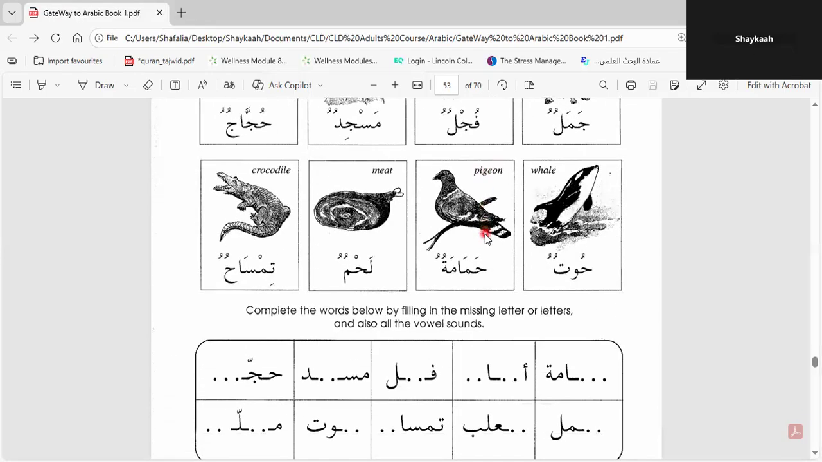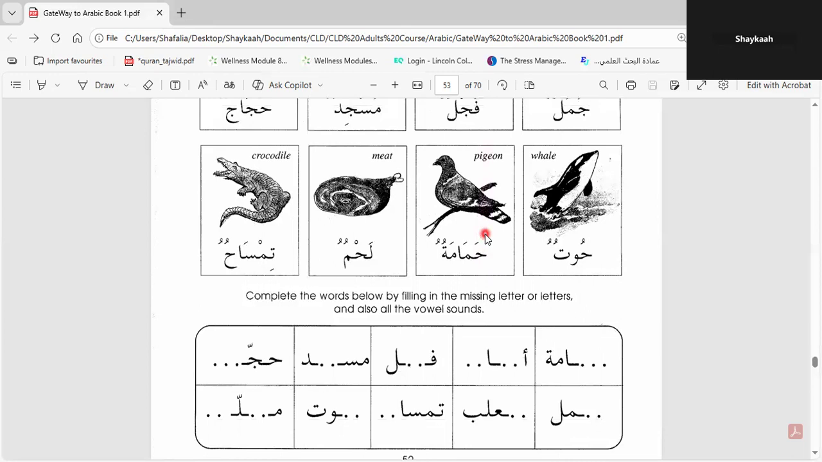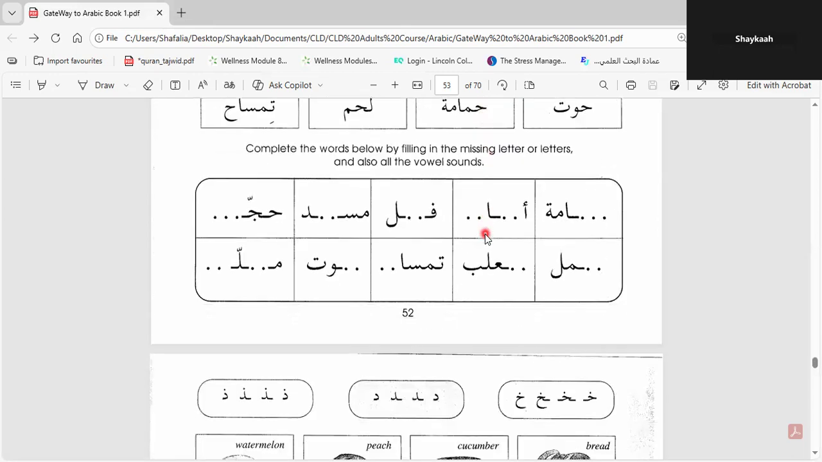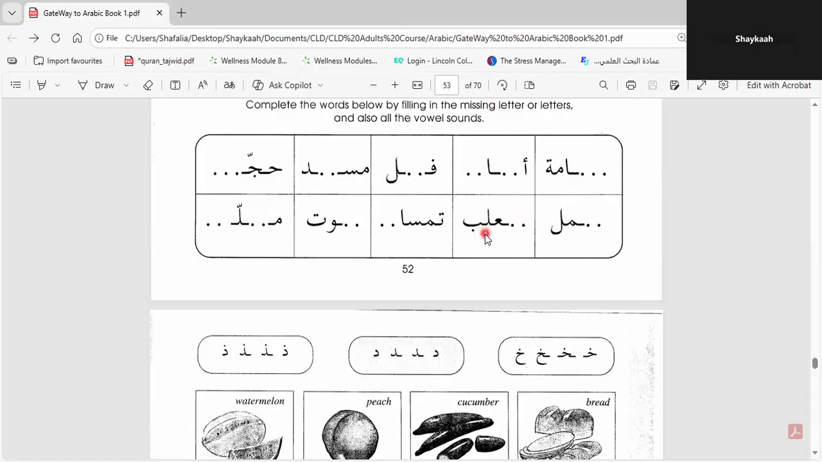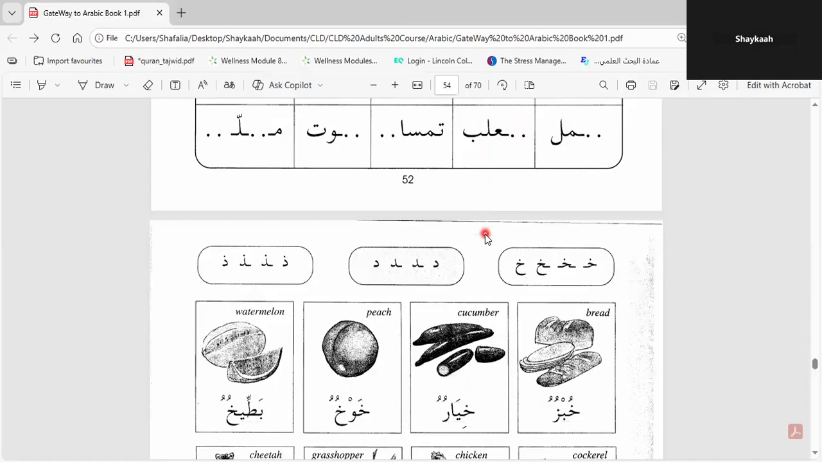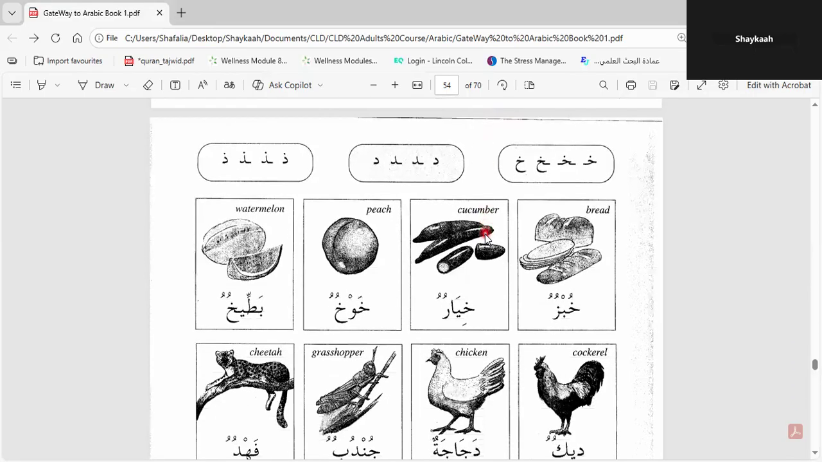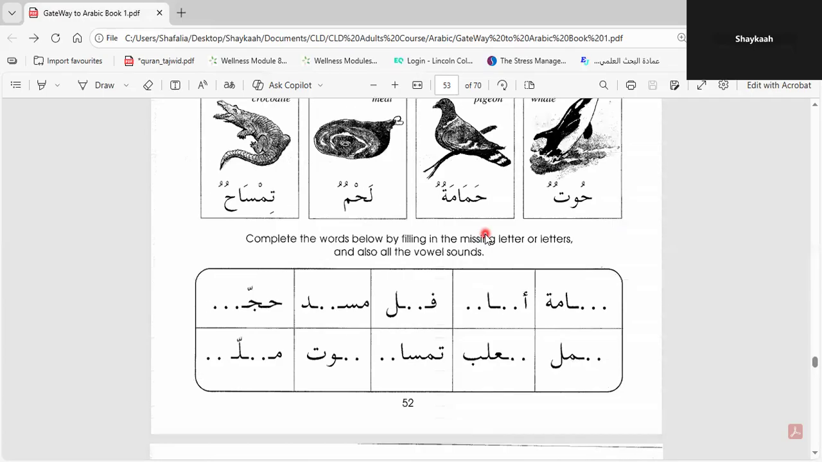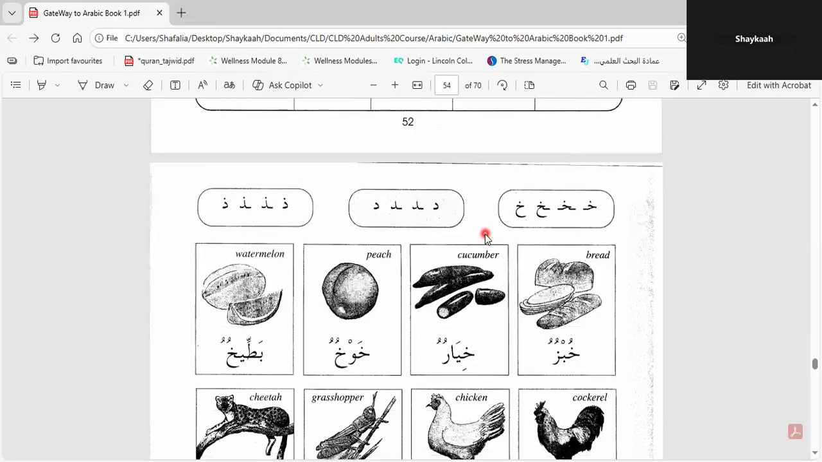They have placed these words here in this box, but some of the letters are missing now. So you need to fill in those letters. It helps you practice your writing skills and familiarize yourself with the letters, how they appear at the beginning, middle, and end. So here you're going to practice jim. You've done jim here. Remember the one with the dot on top is a kha. So you're going to practice kha, dal, and dal.